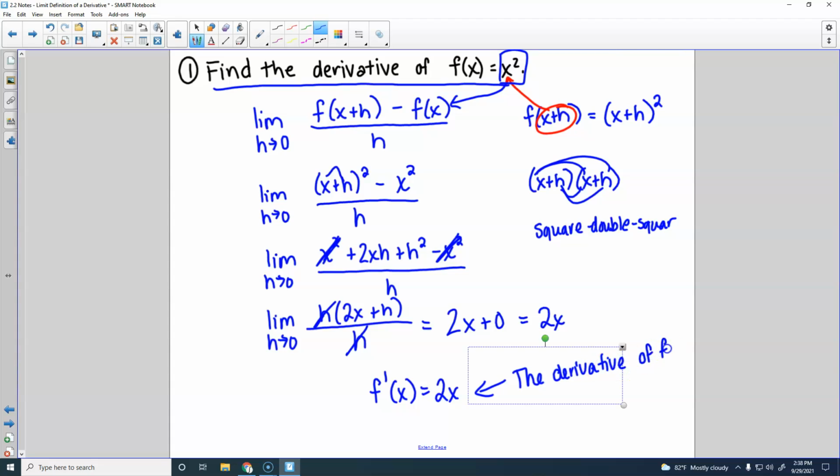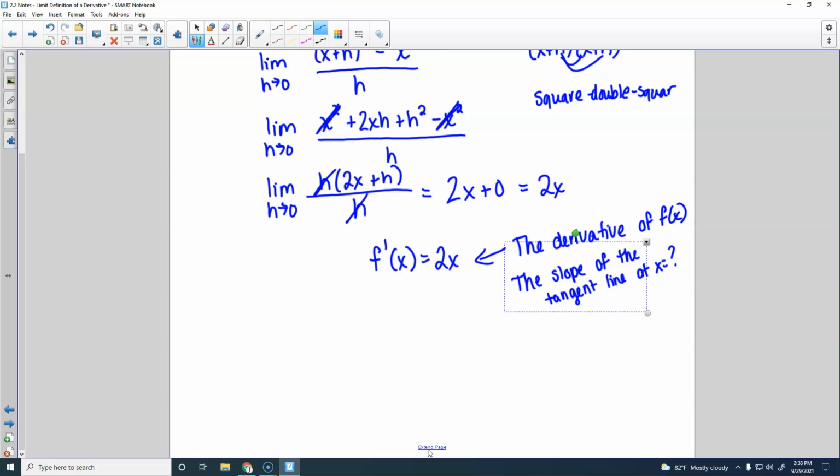So this is the derivative of f of x, which is going to give us the slope of the tangent line at x equals any number. So at any number.